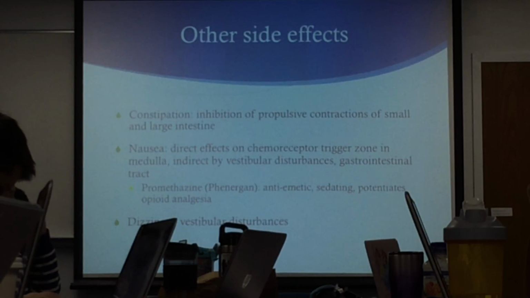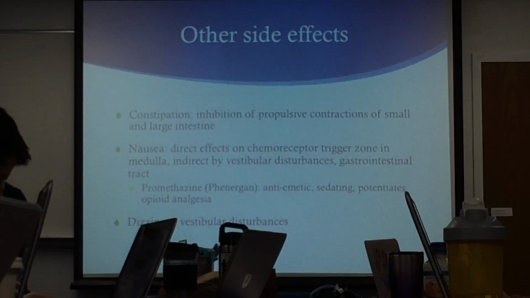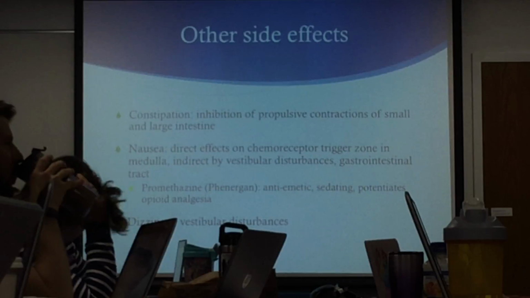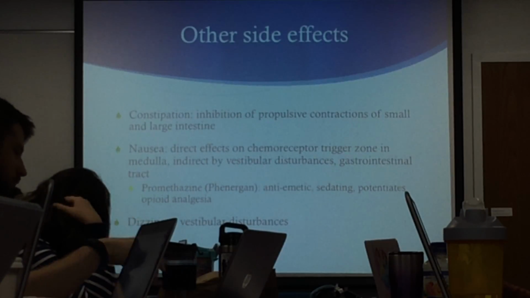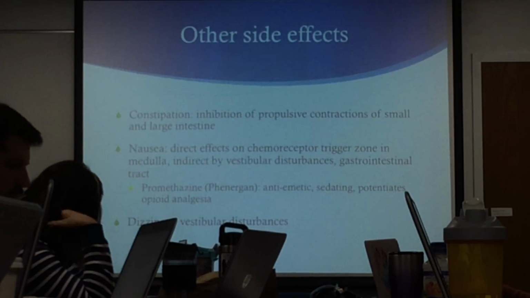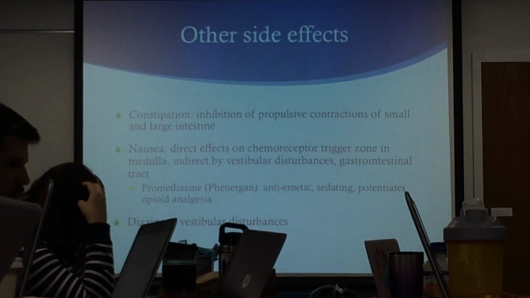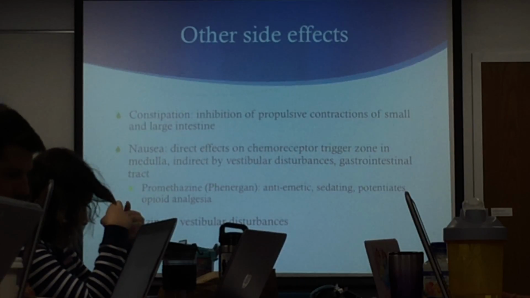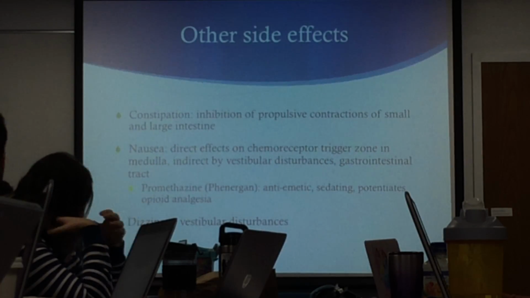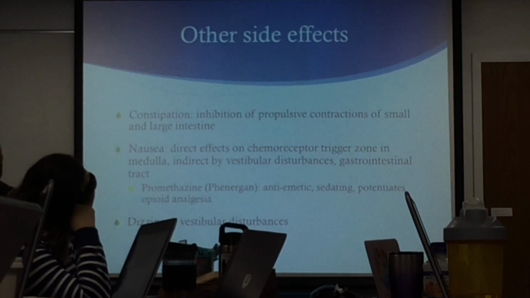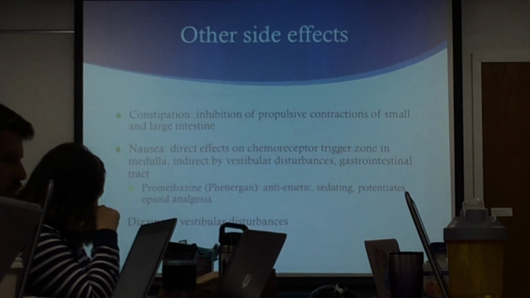And the chemoreceptor trigger zone, which is responsible for nausea, has direct effects. It also inhibits your ability to maintain your balance when you enter here, and it will cause nausea and direct effects on the vestibular tract as well. So promethazine or Phenergan is a medication you may have heard of. It's typical that people give this to patients that are in the hospital because it is an antiemetic, so it inhibits the nausea effects, and it also potentiates opioid analgesia.